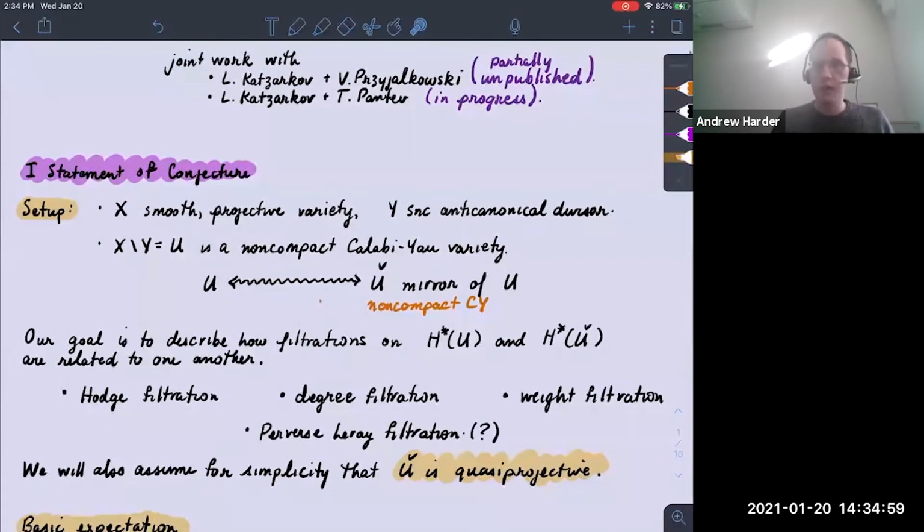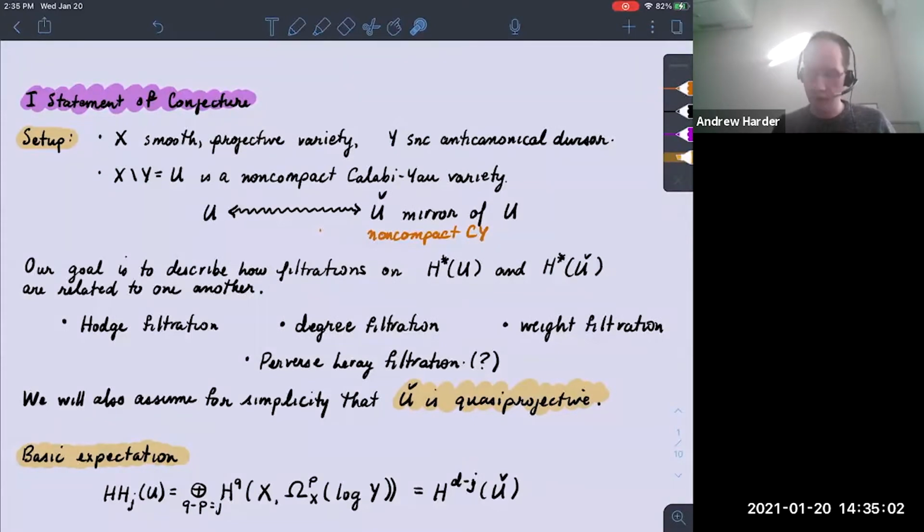Okay, so again, continuing to recap stuff that Tony has already said, the basic expectation for these mirror pairs is the following. I'll take what's essentially the Hochschild homology of U. I'm going to define this to be this group here. This is the direct sum of H^q of, now, if X were a compact variety, I would not put the log here. But since I'm looking at the cohomology of the complement, I take log forms with log poles along the SNC divisor Y. So this is H^q of Omega^p_X(log Y). I'm going to take this direct sum.